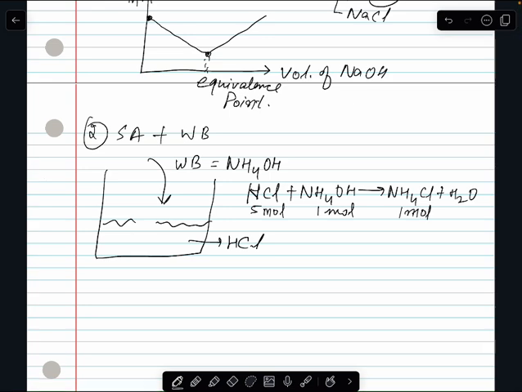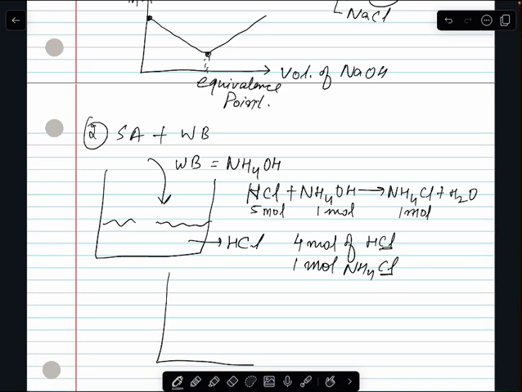So at the end of the first step, what I'll have in my solution is 4 mole of HCl and 1 mole of NH4Cl. Now again, if I look at the concentration of Cl minus ion, after this reaction it is exactly the same as before, that is 5 mole. But I can see that 1 mole of H plus ion has been replaced by 1 mole of NH4 plus ion. That means the conductivity of the solution should decrease.